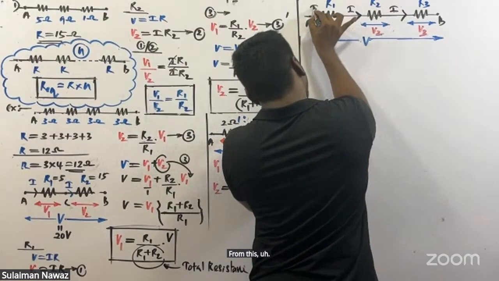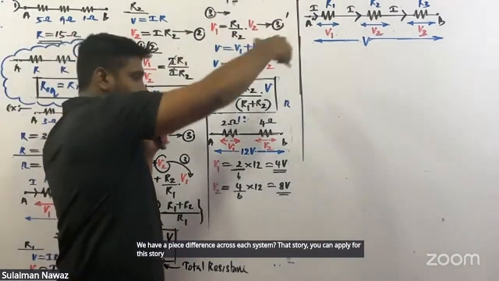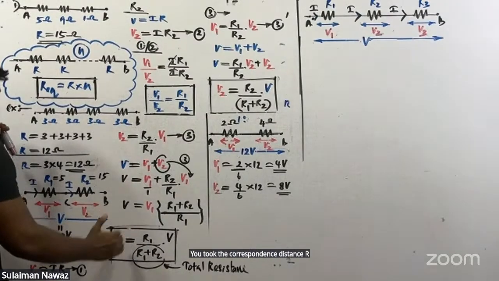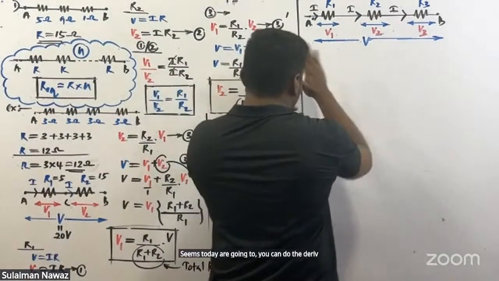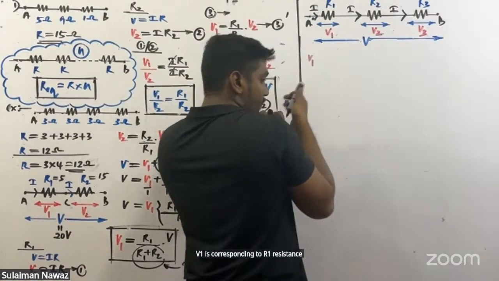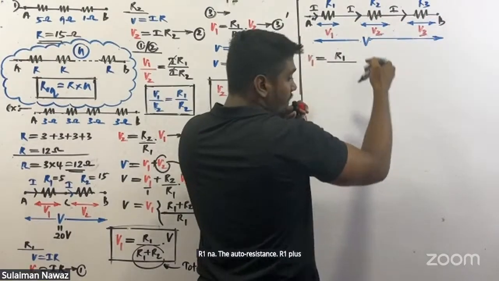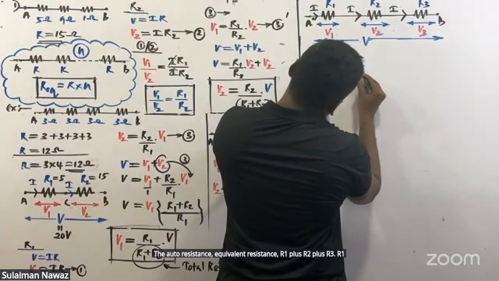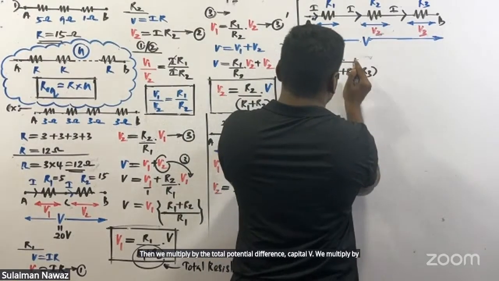From the previous story, when there are 2 resistors in series, you can apply that story here also, right? If there are only two resistors, how did you find V1? You took the corresponding resistance R1, divided by the total resistance, and multiplied by the total potential difference. Same story here; you can do the derivation later. V1 corresponds to R1 resistance, R1 over the total equivalent resistance R1 plus R2 plus R3, then multiplied by the total potential difference, capital V.